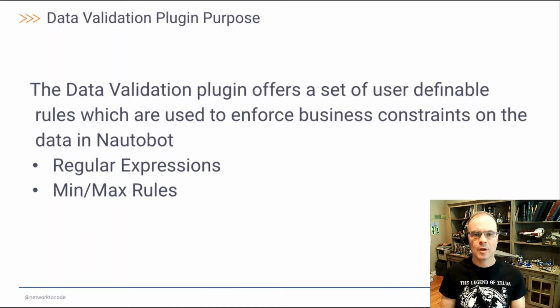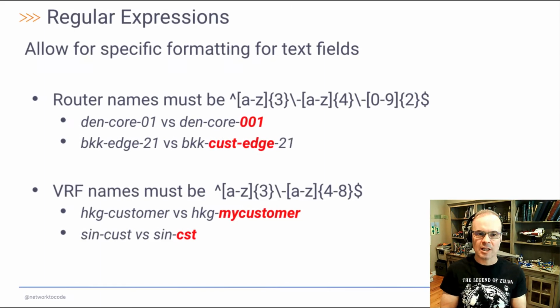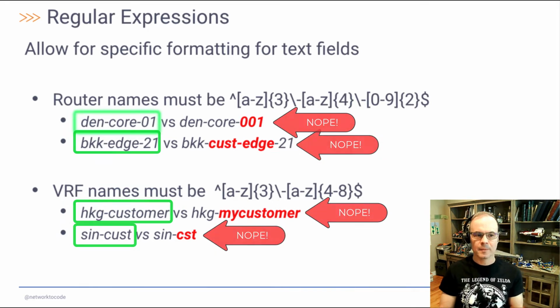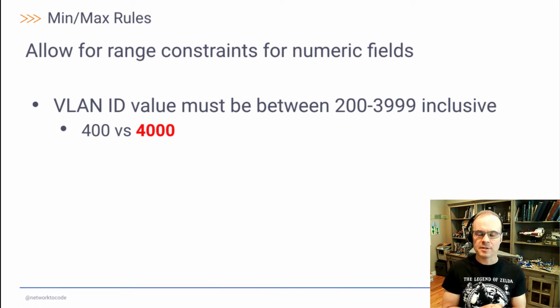The purpose of the data validation plugin is to let the user set some constraints on the data within Nautobot. Typically, these are going to be business constraints. These constraints include use of regular expressions for text fields or min-max rules for numeric fields for data within Nautobot. Regular expressions allow for specific formatting of text fields. You can put a constraint for something like device names or VRF names. Min-max rules allow for constraints for numeric fields. For example, the VLAN ID must be within a certain range.